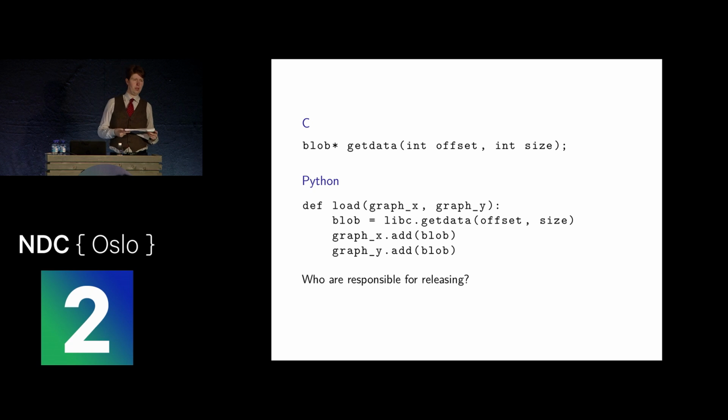This reads from a huge memory pool, and it gives you something of a size at some offset. Now in Python, we use this getData function, and we get a pointer to this blob back. And we've cheated a little bit, and let's assume now that you don't even have to unpack the C pointer, and it just immediately gives you back a Python object-ish. But you add this to your graphs, which are now responsible for releasing that memory.